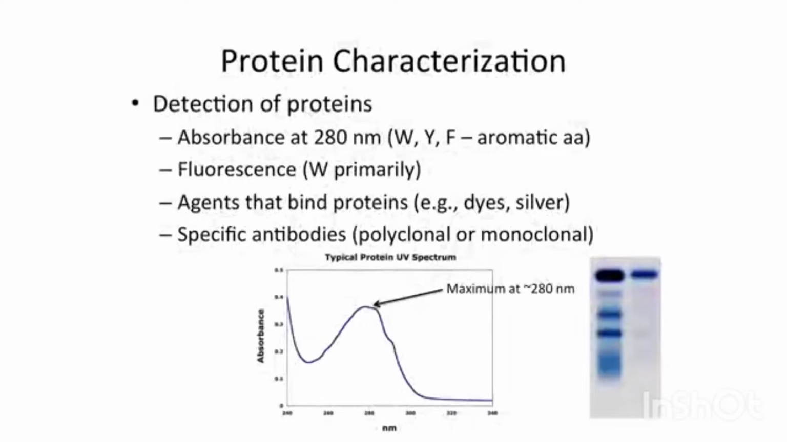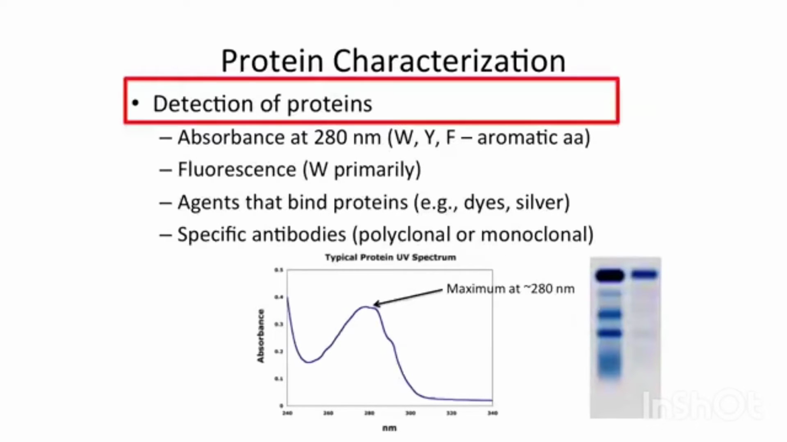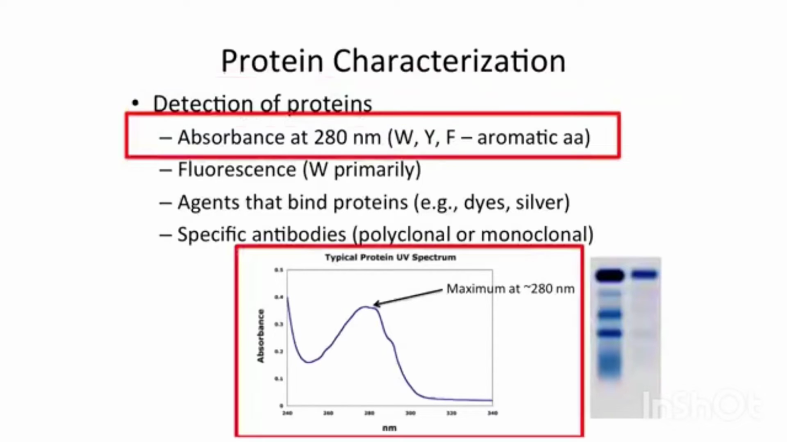Characterization is a very important step once it's been possible to purify proteins, or even during the process of purifying proteins, so that you can track what's going on. That means that you have to detect proteins. And the most common feature of proteins is their absorbance at 280 nanometers. That's because they contain tryptophan W, tyrosine Y, and phenylalanine F, all of which are aromatic amino acids that absorb in the range of 280 nanometers.